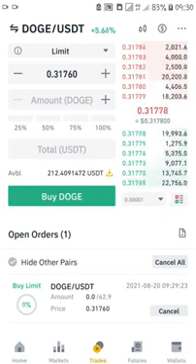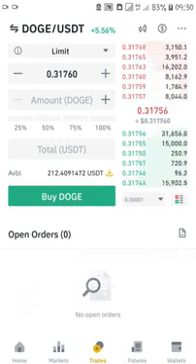It will definitely drop to 60. The market is very volatile. Okay, so it has bought. You can see it has disappeared. It has gone to 0.31751, which is lower than the 60 which we wanted to buy. So we have successfully bought Dutch now.